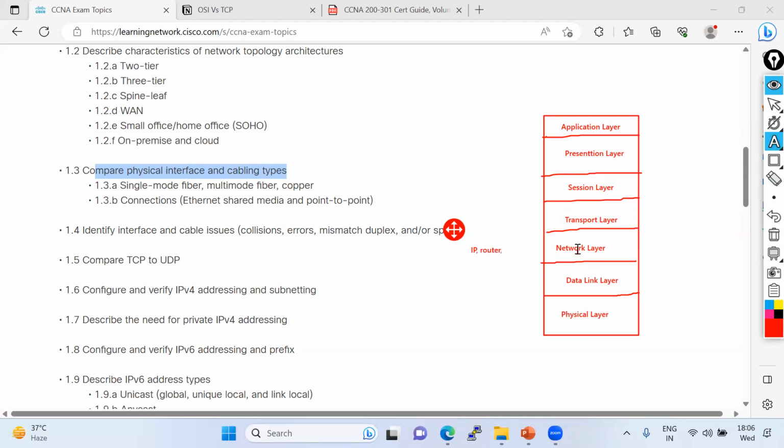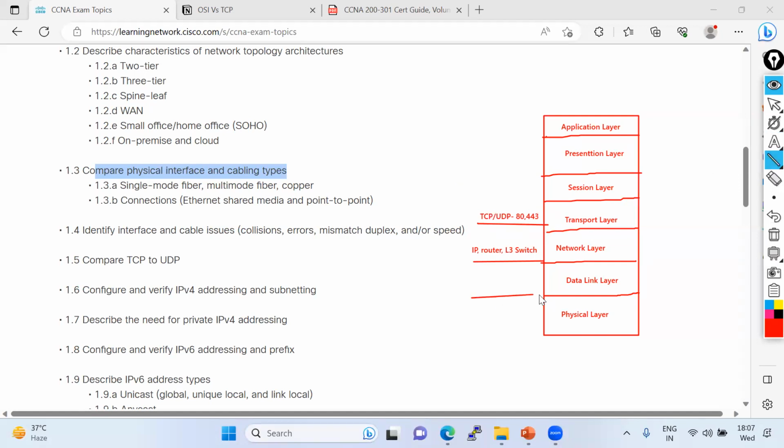If I'm talking about any kind of IP address, or router, L3 switch, they all work on the network layer, right? If I'm talking about the ports, that means the TCP and UDP ports like 80, 443, these all work on the transport layer, right?